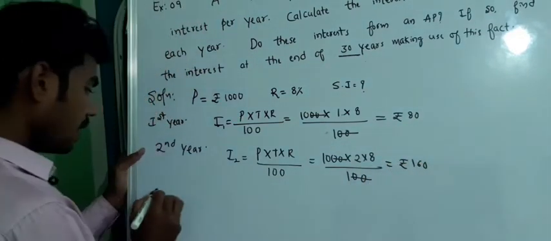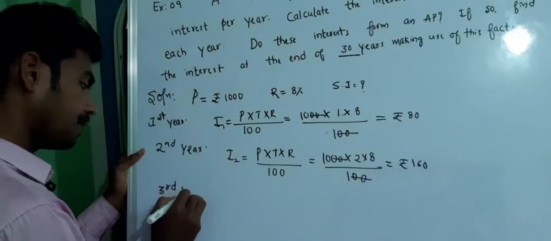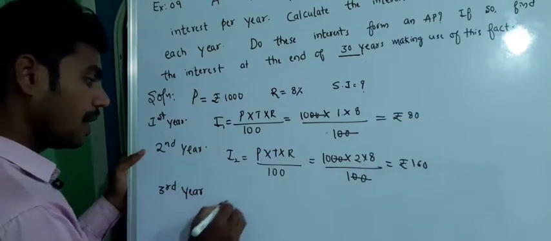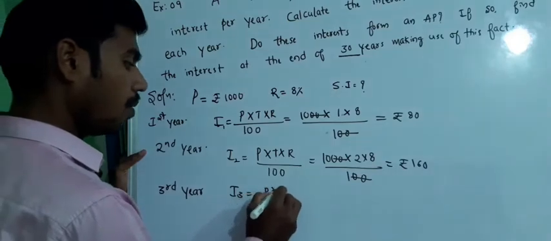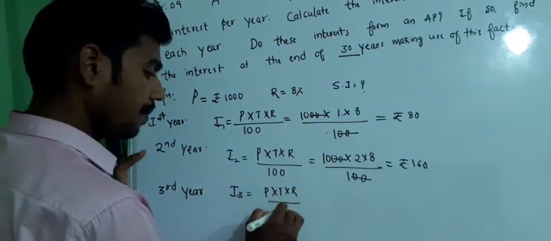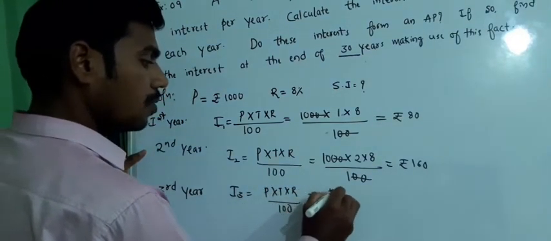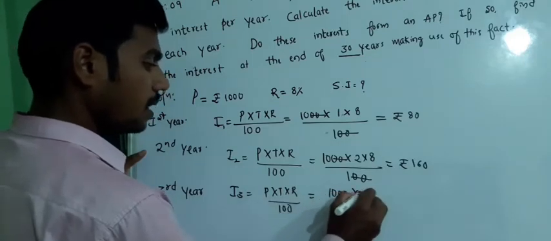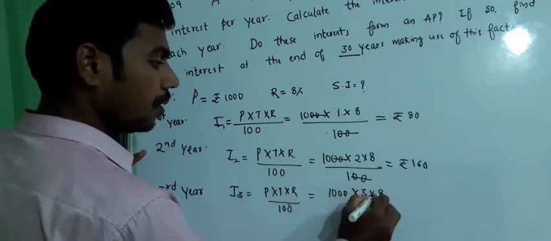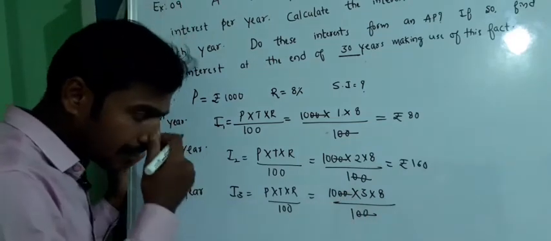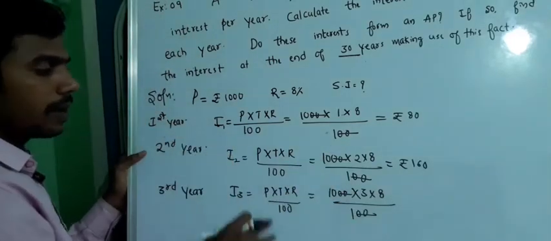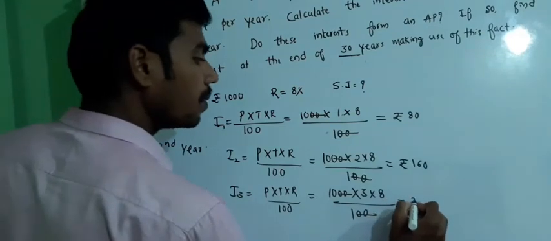And I want to know at the end of the third year. At the end of the third year, I3 is equal to P into T into R divided by 100. The formula will remain the same. Now P is 1000, T is 3 years, into 8 divided by 100. These zeros will get cancelled. 8 3s are 24, multiplied by 10 will give us 240.